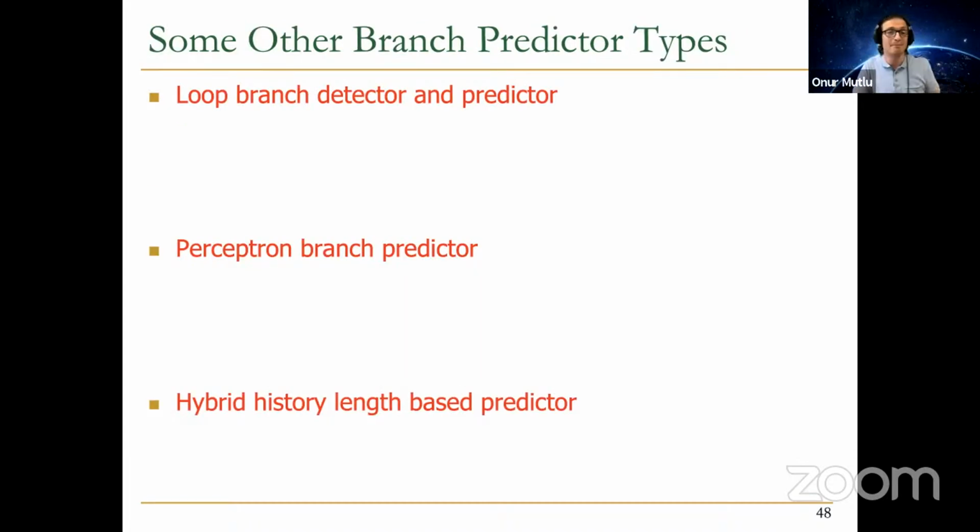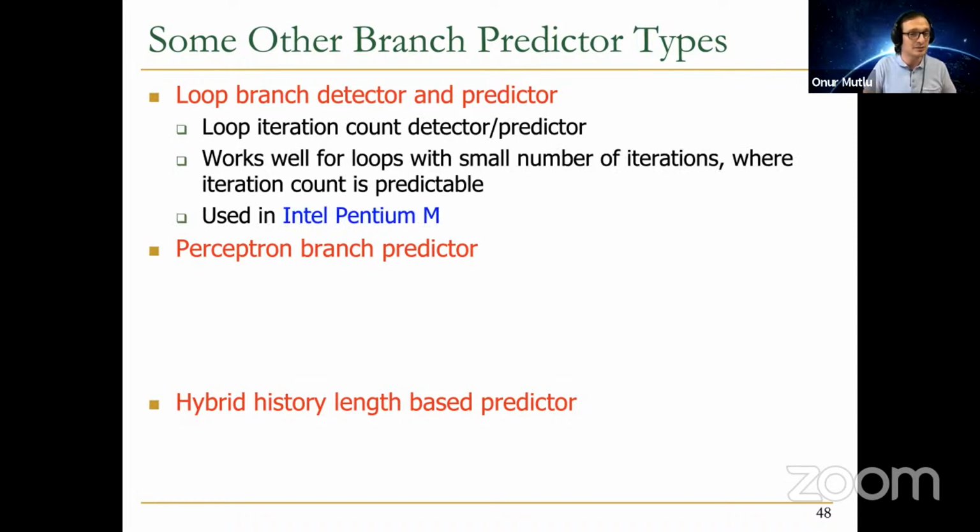Now, let me introduce some predictors that try to do better. I've already discussed the loop branches, but basically today's machines use specialized loop branch detectors and predictors, especially for loop branches with large loop iteration counts. So they try to figure out the largest loop iteration count, detect it and predict it. It works well with loops with small number of iterations. For example, if the iteration count is a million or a billion, you don't care anyway, because probably you're going to predict it correctly if you know what you're doing, especially if you're using a biased branch detector, right?